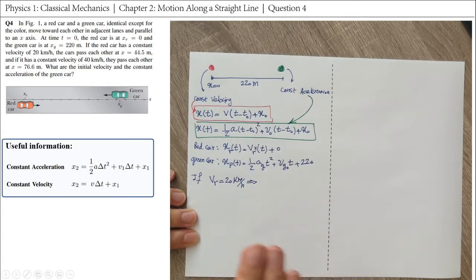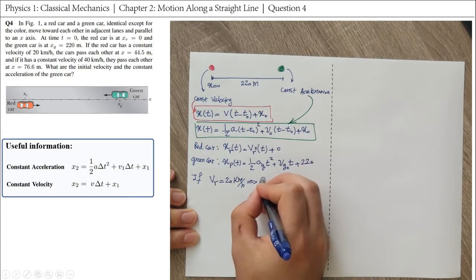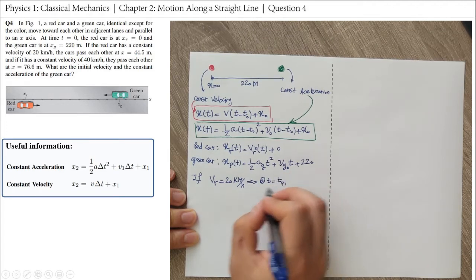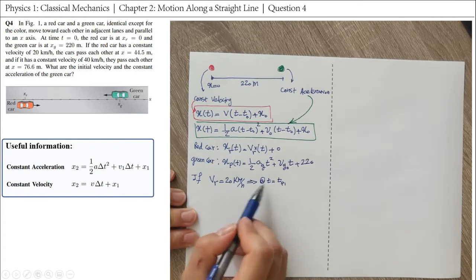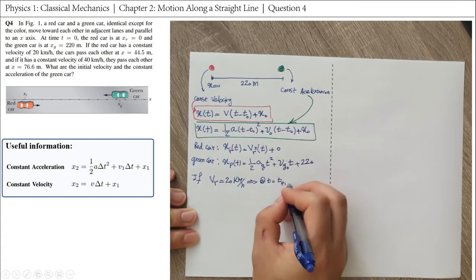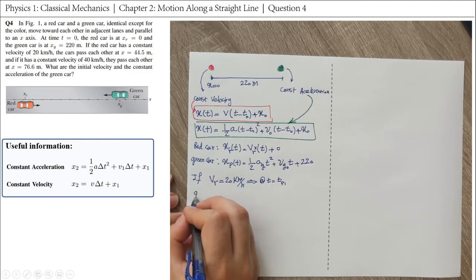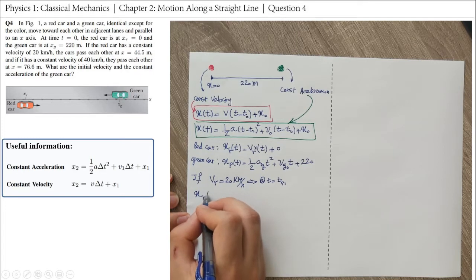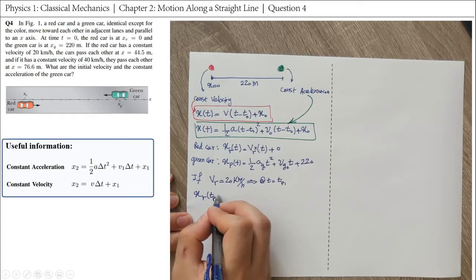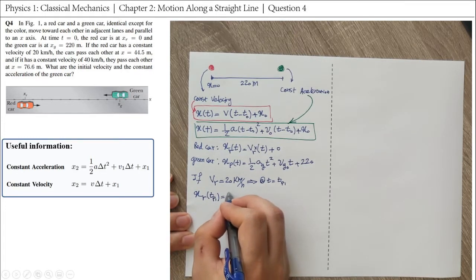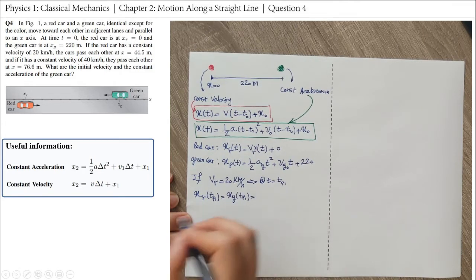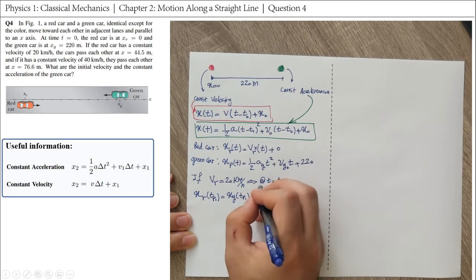at a certain time, at t equals tp1, which we have no idea what this time is, but let's just say at a certain time t equals tp1, then what's going to happen is that the position of the red car at tp1 will be equal to the position of the green car at tp1, and they're both going to be equal to 44.5.